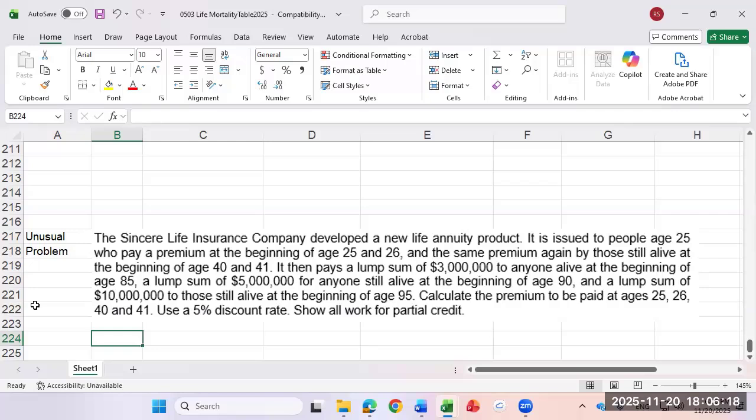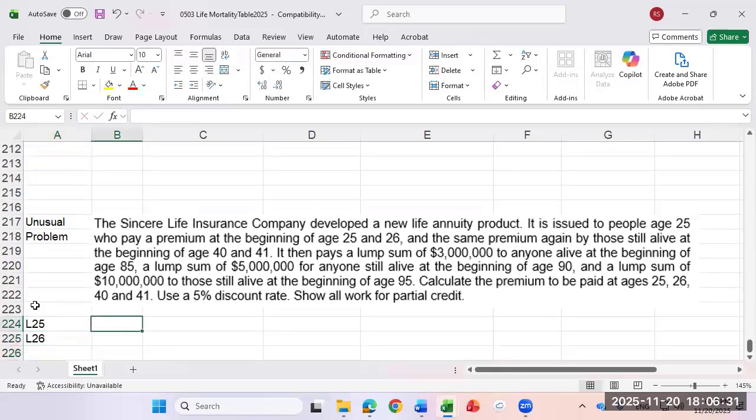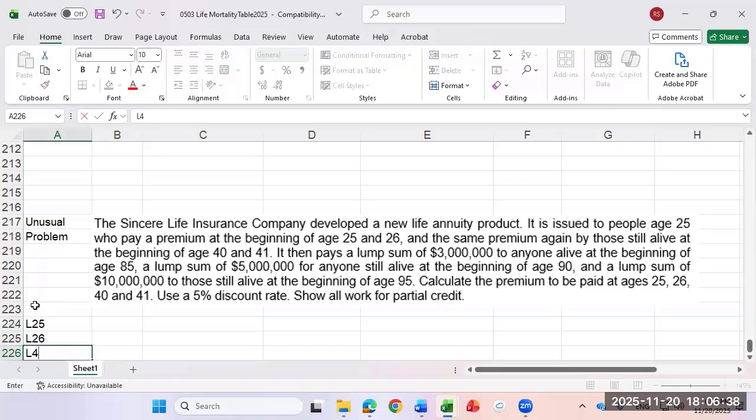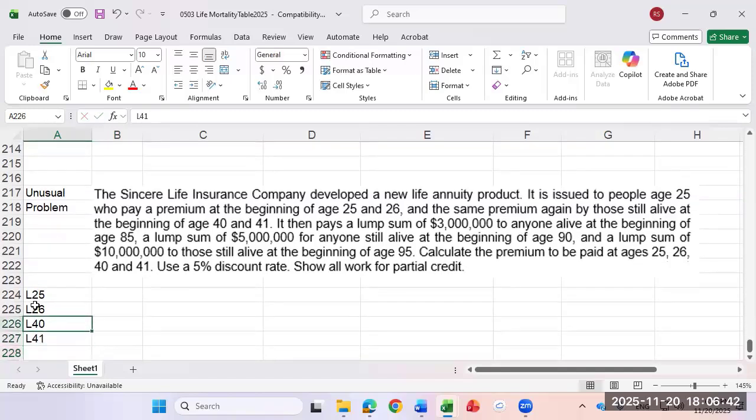All right, so Sincere Life Insurance Company. It's issued for people aged 25. You pay a premium at age 25 and 26, so we have an L25, we have an L26. And they're going to pay the premium again at age 40 and age 41, if they are alive. So we only need the L40s. If people die after age 25 but before age 40, they don't have to pay the premium.